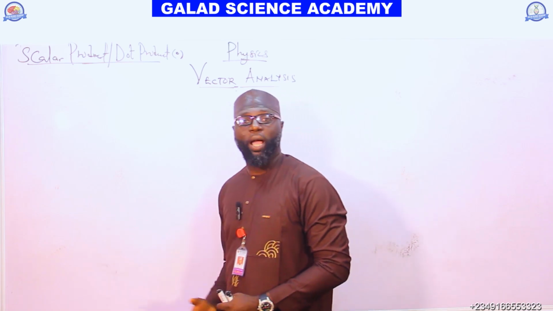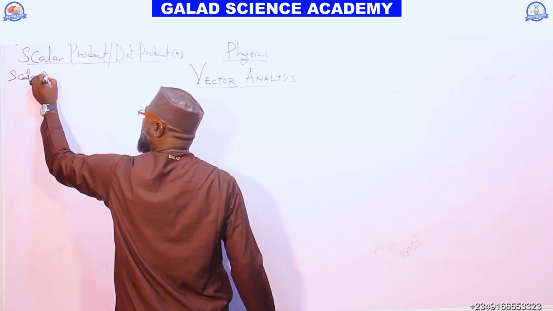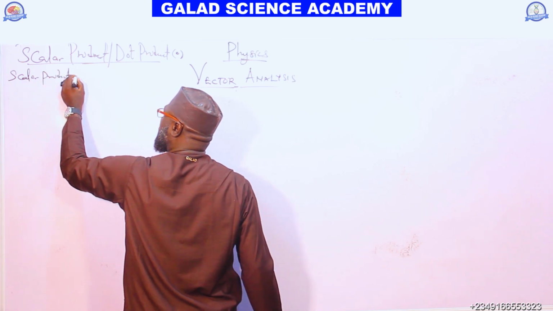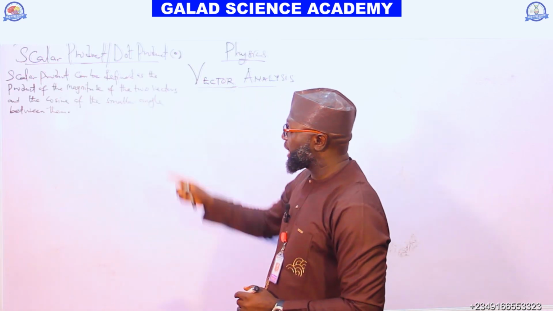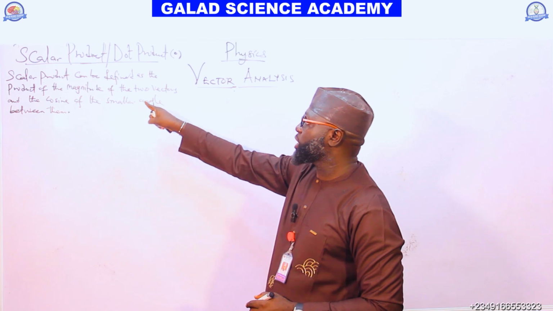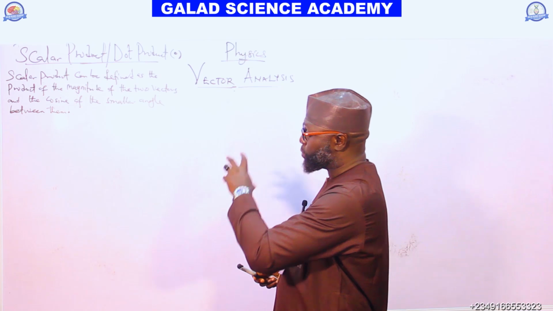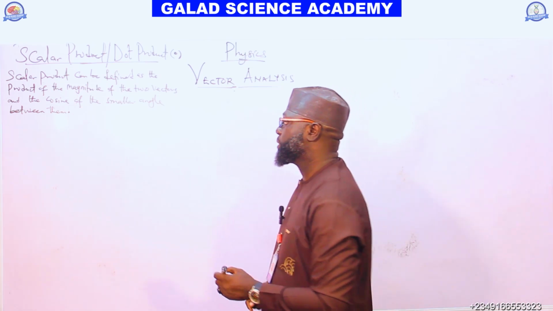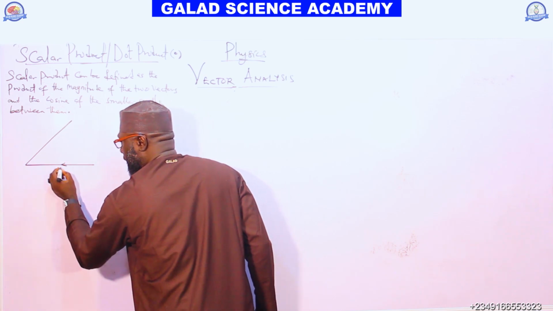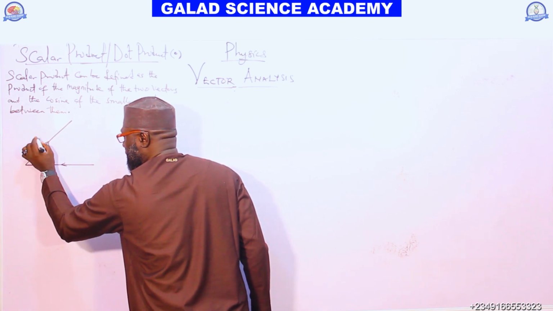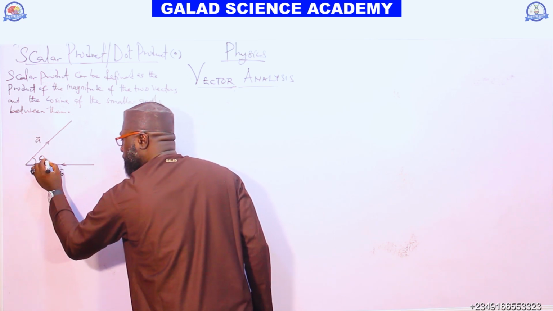So the scalar product can be defined as the product of the magnitude of two vectors and the cosine of the small angle between them. That is, if you have A and you have B, the small angle between them is this.